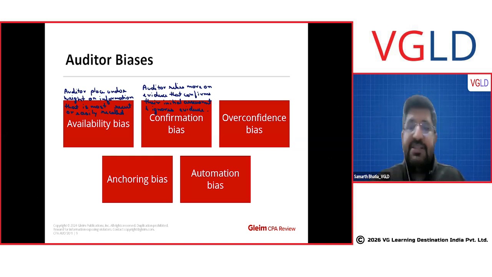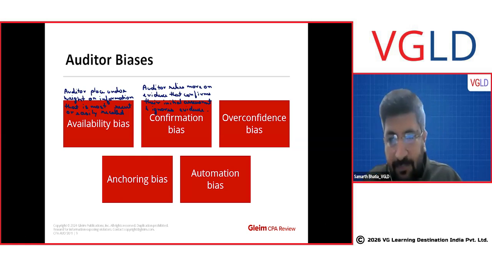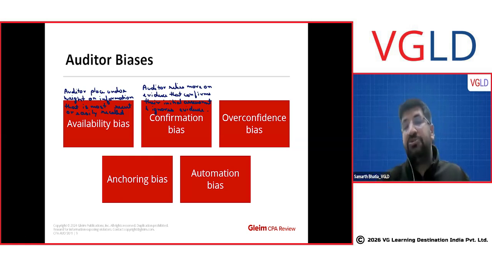Next is the overconfidence bias. What will happen in the overconfidence bias? We can say it is when the auditor is overestimating their own ability to make accurate assessments. I'm saying I'm an auditor who has been doing audits for the last 10 years, nobody can beat my estimates. It's an overconfidence bias, and whenever there is overconfidence, it will lead to a problem in the audit.